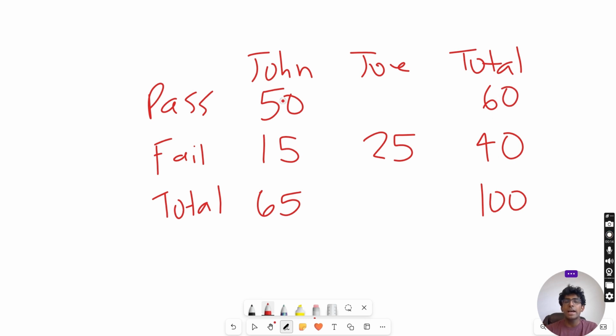All right. Now, for John, we could either use the pass row or the total row, it doesn't really matter. We'll do the pass row just to start. So if John's passes is 50, and the total pass is 60, Joe's is going to be 60 minus 50, which would be 10. And then finally, down the line for the Joe row, 10 plus 25 gives us 35. So we just needed 4 values, and we were able to find the other 5.